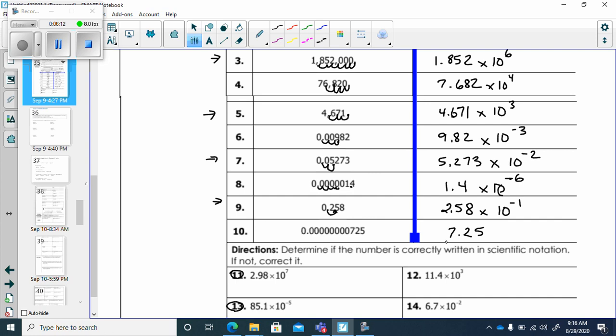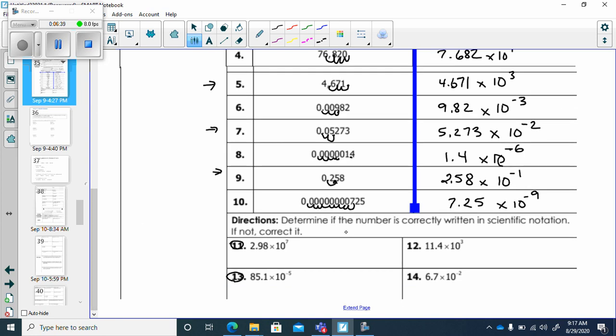7.25. So I've got a number here that's greater than or equal to 1, but less than 10. How many places am I moving my decimal? 1, 2, 3, 4, 5, 6, 7, 8, 9. Times 10 to the, and it's a negative 9 because the starting number, the standard form, was less than 1, so I have a negative exponent.